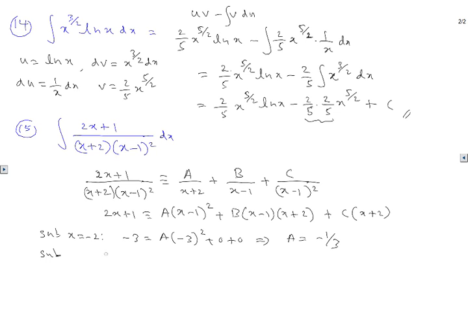Let's say you want to find b. Actually, you can find c directly. If you want to find c, you can make the other two terms 0. That means x equals 1. You're going to plug in x equals 1. When you plug in x equals 1, you're going to get 3 equals 0, that's 0, and from the c, you're going to get c times 3. So it says that c equals 1.